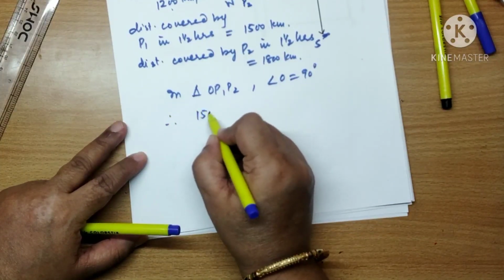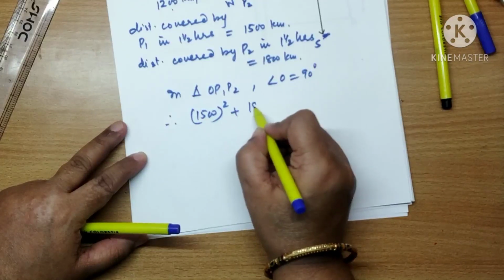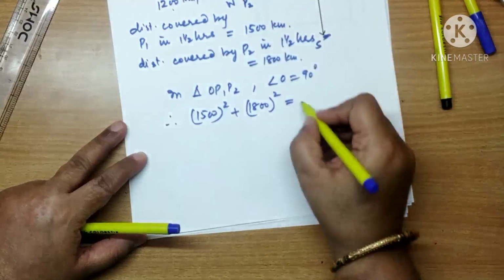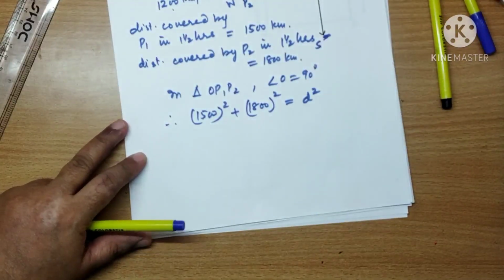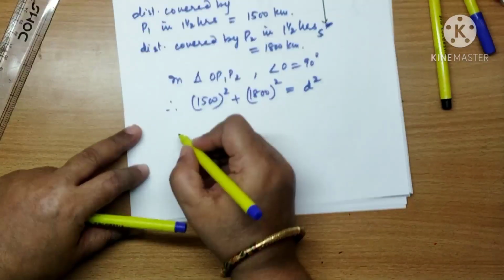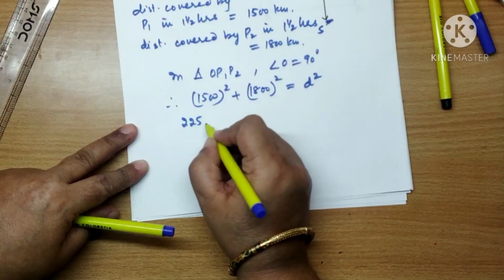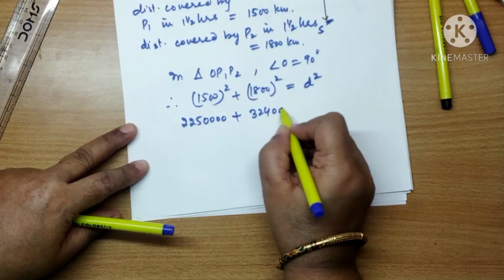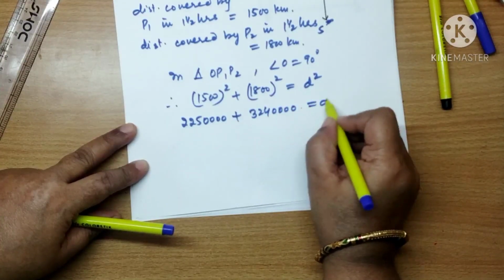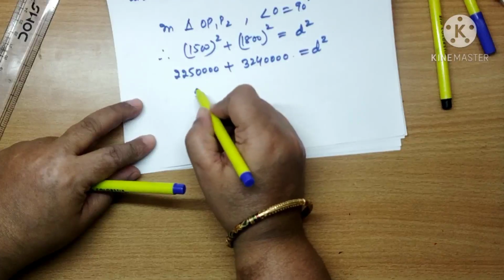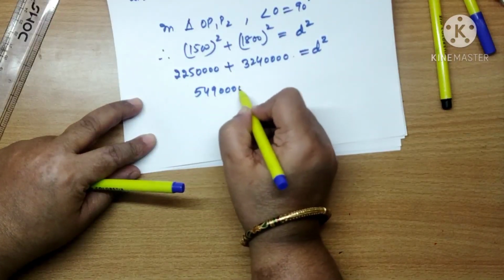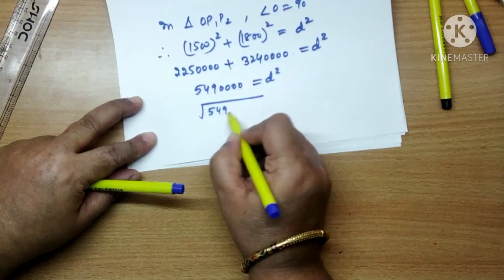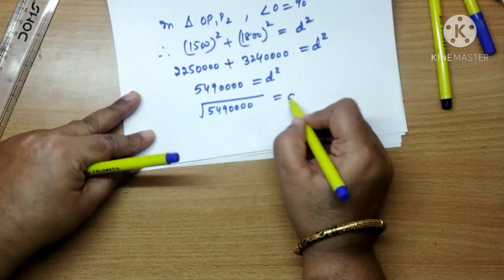Now in triangle OP1P2, we have angle O is 90. Therefore 1500 square plus 1800 square is equal to the distance we need to find out, call it D, D square. 15 square is 225, so 1, 2, 3, 4 zeros. 18 square is 324, again 4 zeros. So I have 549 followed by 4 zeros as D square. So the square root of this is the distance between the two planes.